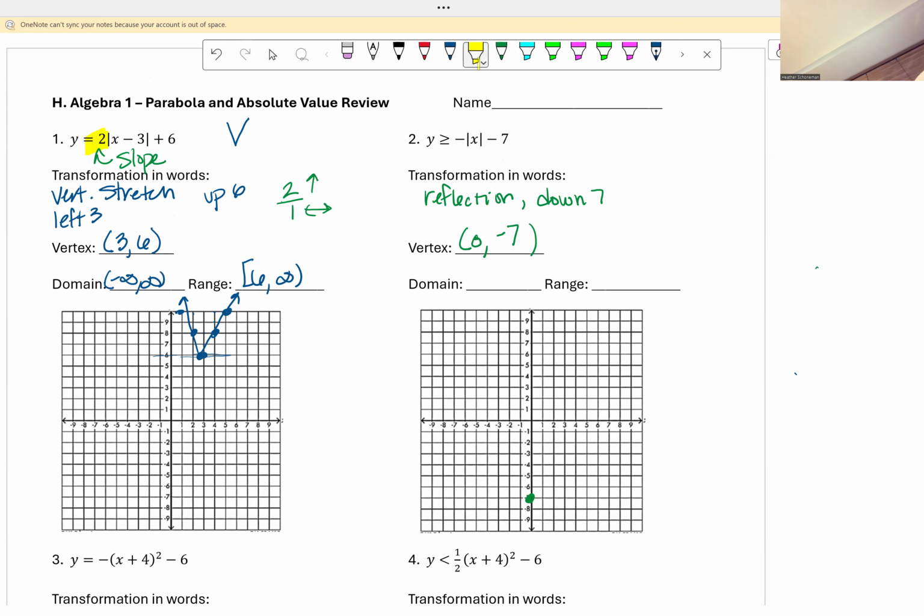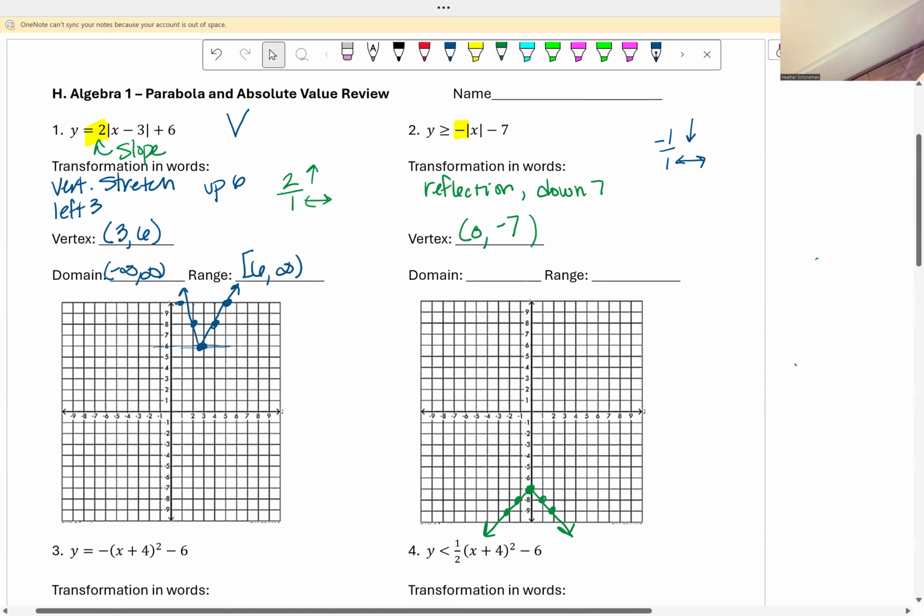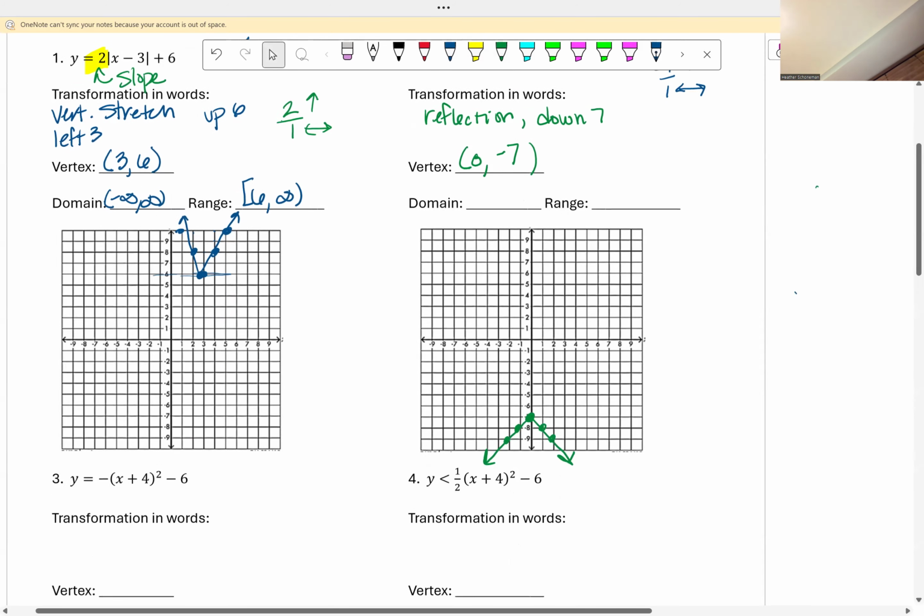Now again, you can use your pattern, but this is technically the slope. So my slope is -1 over 1, which means I'm going to go down because that's the rise. And because we need it both ways, let's go right and left 1. So over here, I go down 1, left and right 1, down 1, left and right 1. And there is my graph. Okay, these are absolute values.